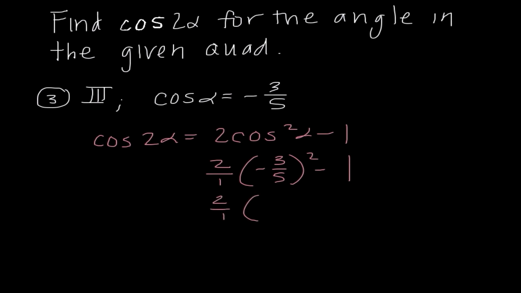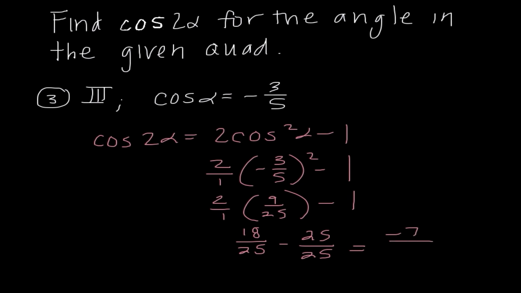So now this just becomes a bunch of math. I have 2 times 9 over 25 minus 1. So I have 18 over 25 minus, I'm going to write 1 as 25 over 25 because I know I need a common denominator. So when I subtract, I get negative 7 over 25 as my final answer.